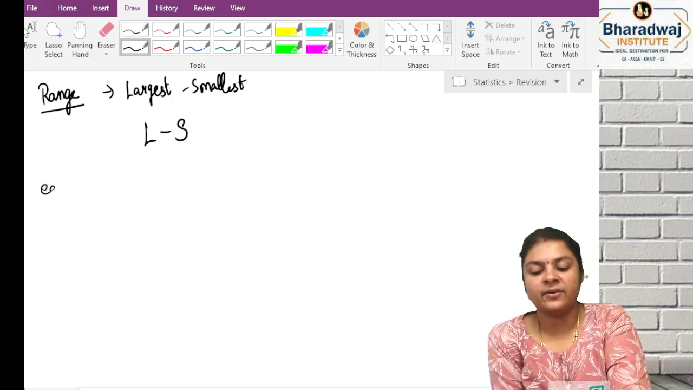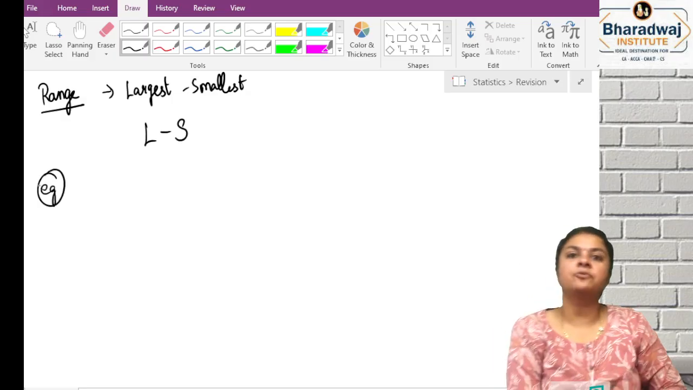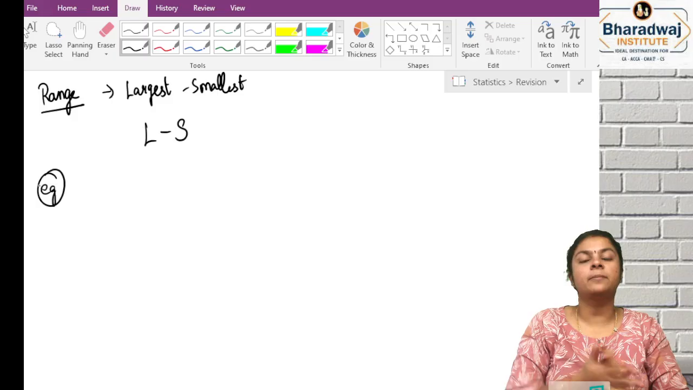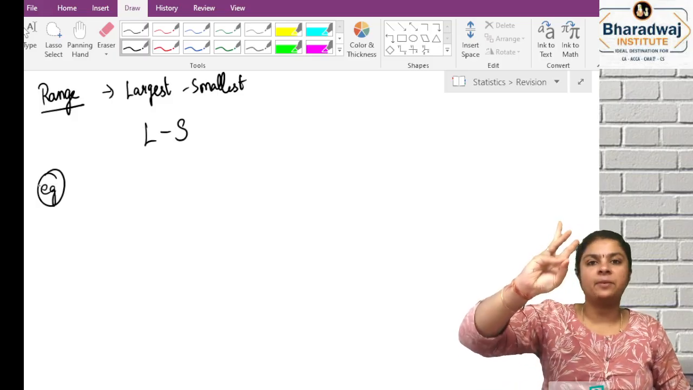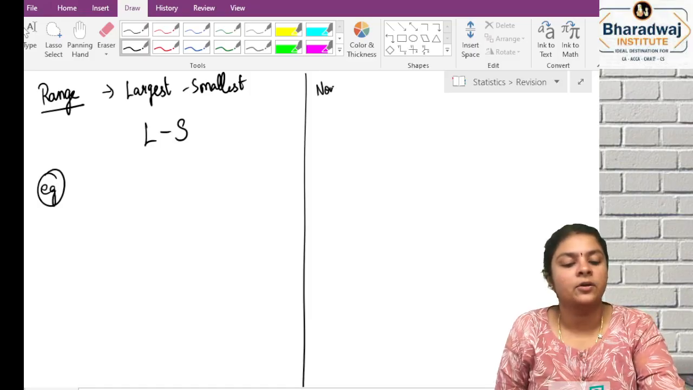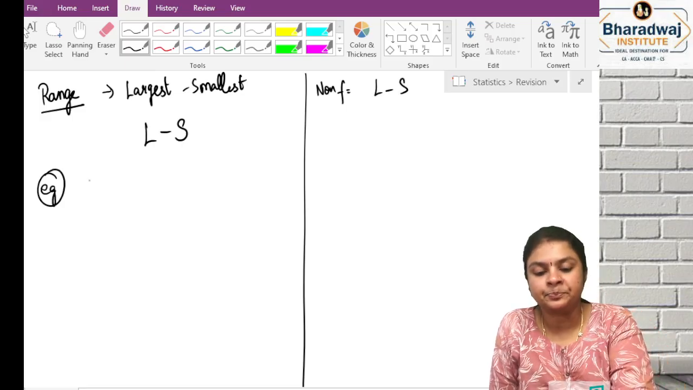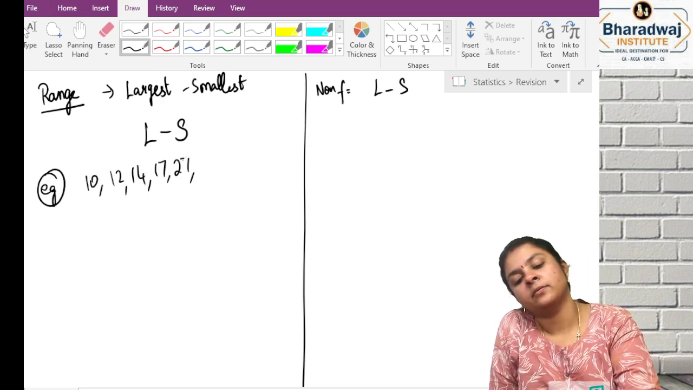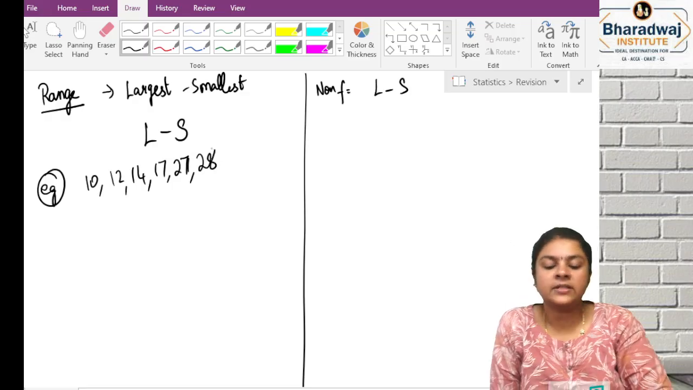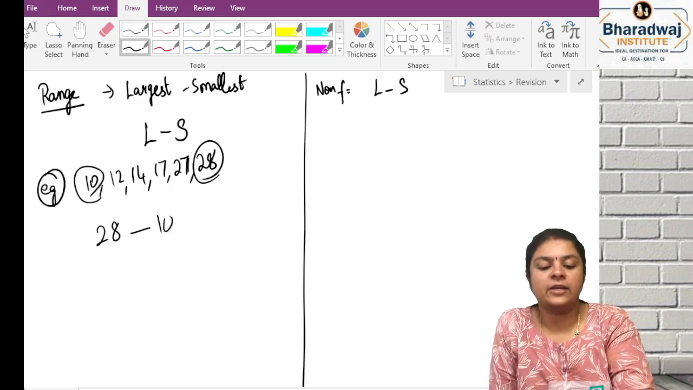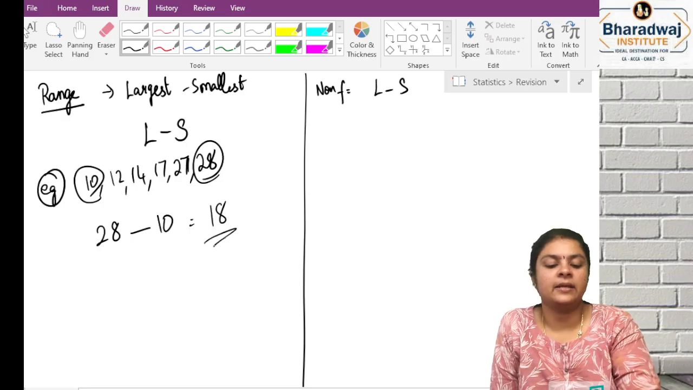Let's take an example. Again, for measures of dispersion also, like central tendency, we are going to learn the formula in three folds: non-frequency, discrete frequency, and continuous frequency. For non-frequency, we say L minus S. Let's take an example. Now, what is the range here? Largest value 28 minus smallest value 10. Answer is 18.